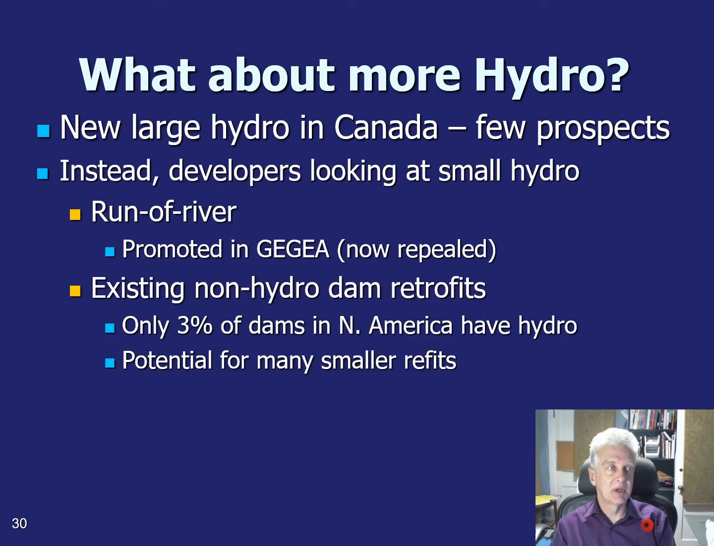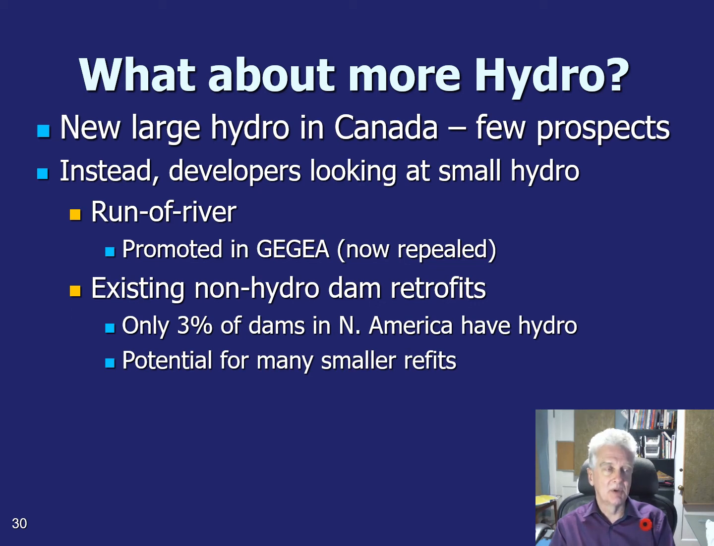So instead of looking at large hydro across Canada, developers are looking into the possibilities for much smaller sites, just a lot more of them. You can do run of the river, where you don't create a dam and an impoundment, and you just take the flow that's there and run a turbine on it, a little bit like a tidal turbine. That was one of the options promoted in the Green Energy, Green Electricity Act. That's now repealed, so the possibility of feed-in tariff rates aren't there, but you could still look at doing this.